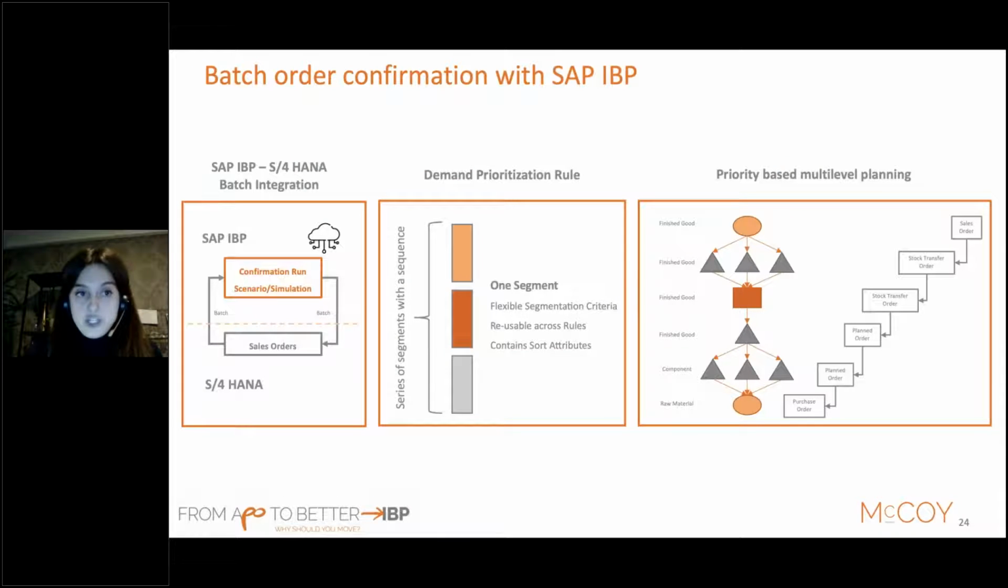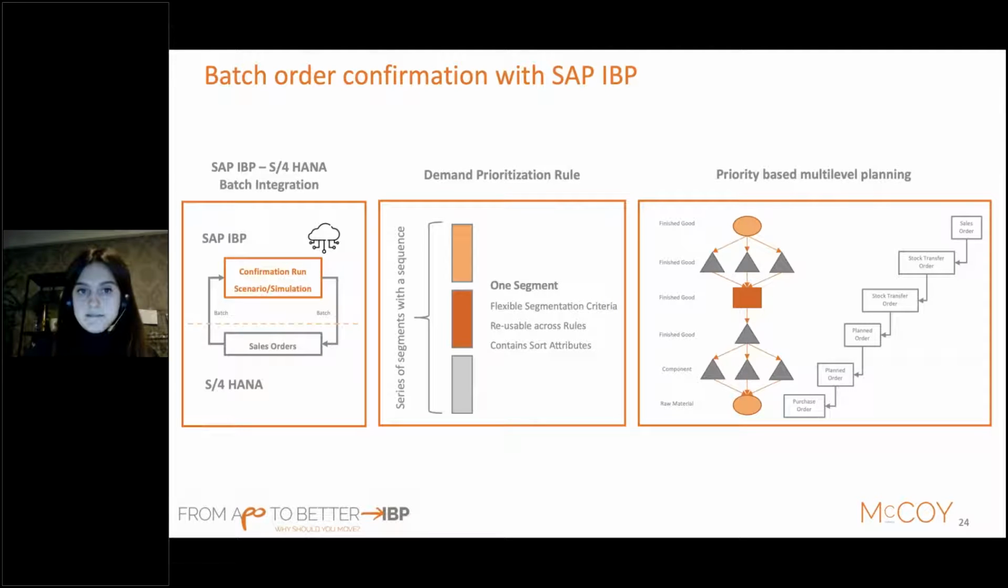For the confirmations, what can you do? So you have your sales order in S/4HANA, then you can send them to IBP, and then you can do your confirmation run and always do the simulation and scenarios as Jeroen explained before. Afterwards, you can do your demand prioritization, and finally do your priority-based multi-level planning.